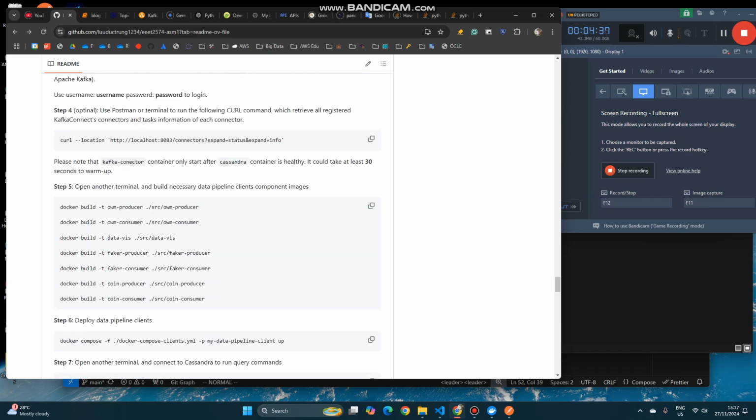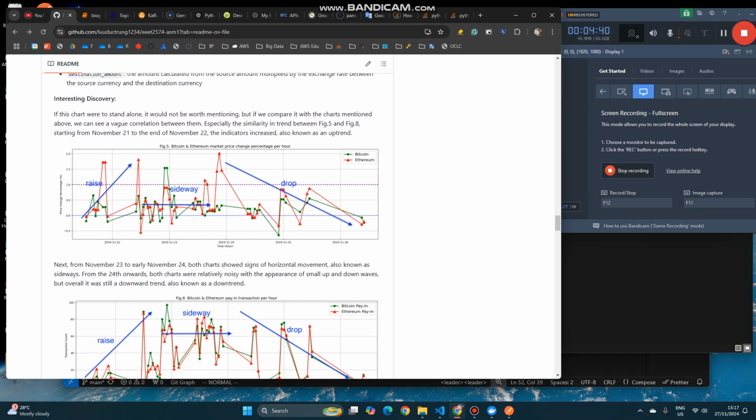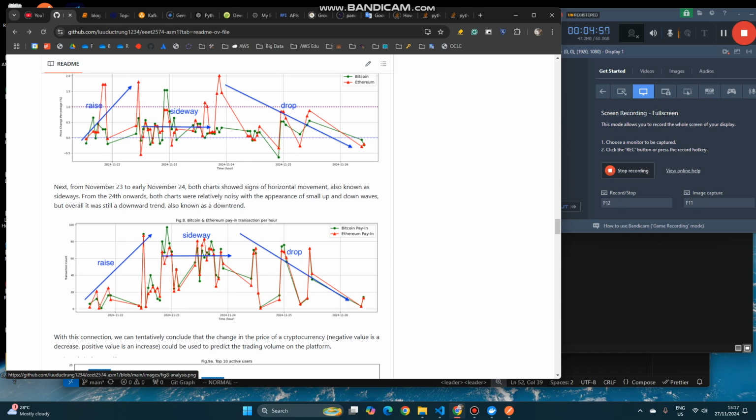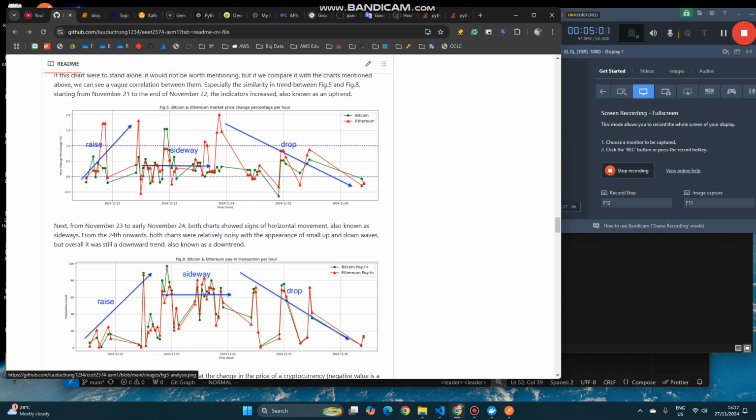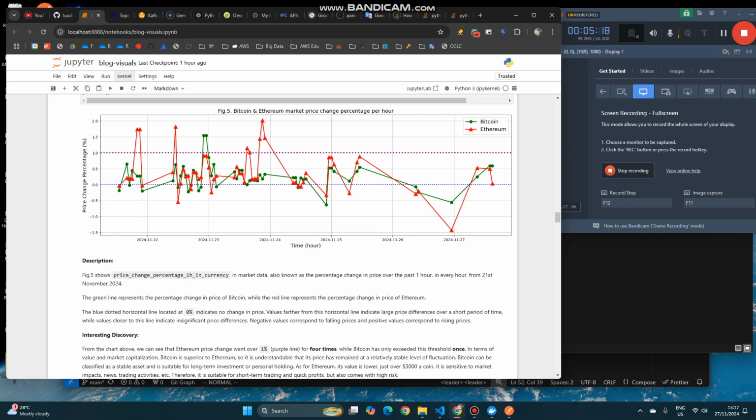Okay, let me show you this one. So we can see that from the 21st to the middle of the 22nd, the percentage of price change is going up, and the number of transactions is also going up. And when the percentage of price change goes sideways, the number of transactions also goes sideways. And similarly, when the percentage of price change drops, the number of transactions also drops.